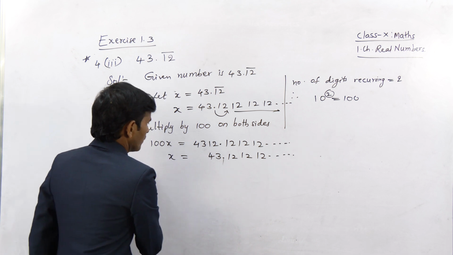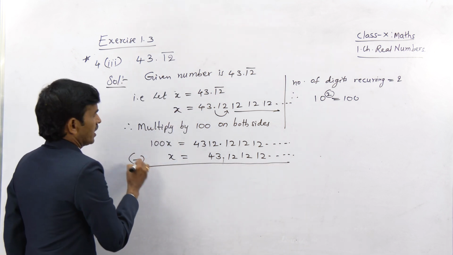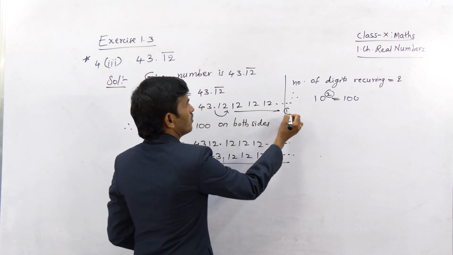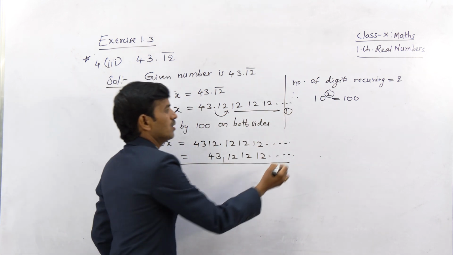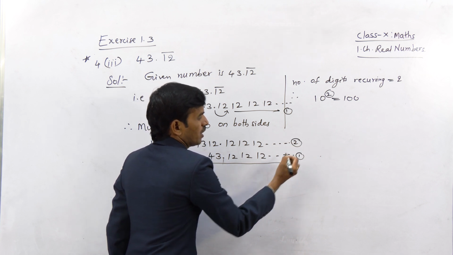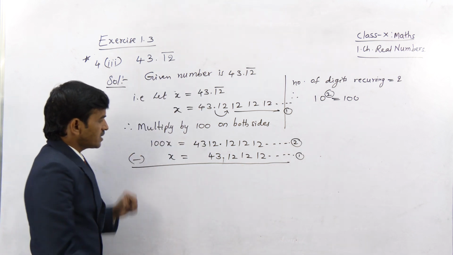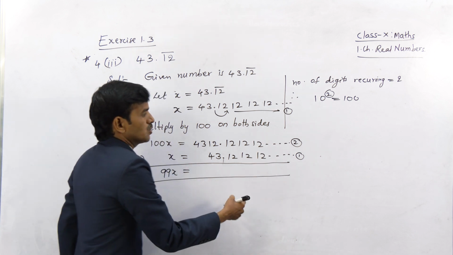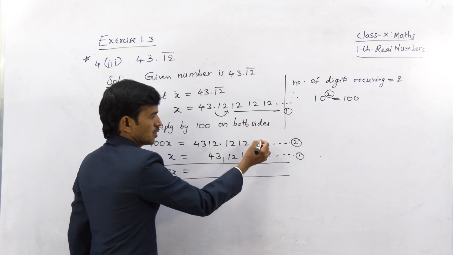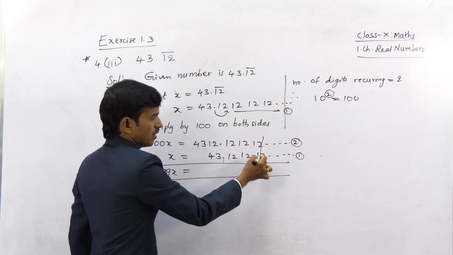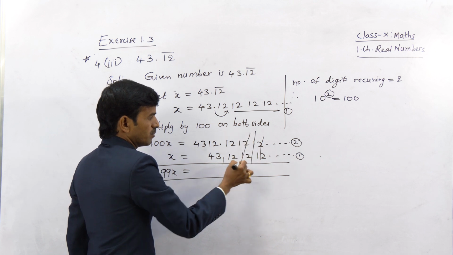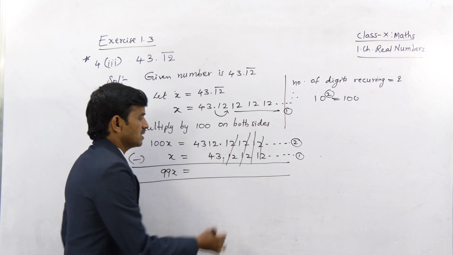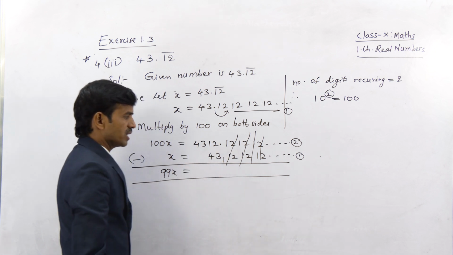43.1212 and so on. Let us subtract. For the sake of understanding, we can also treat this as equation number 1, subtracting from equation 2. So 100x minus x is 99x, which is equal to... the 2 and 2 get cancelled, 1 and 1 get cancelled, 1 2 1 2 gets cancelled. Whatever the recurring digits are, they will be cancelled. Then the decimal points also get cancelled.